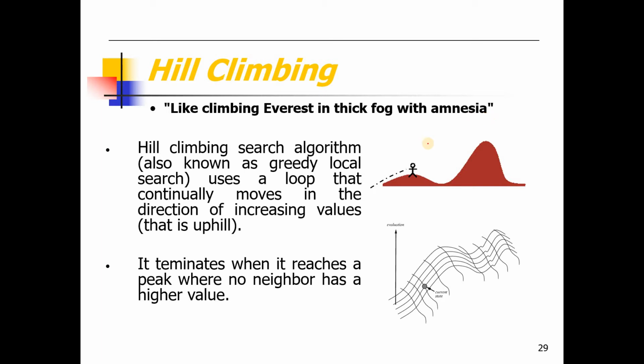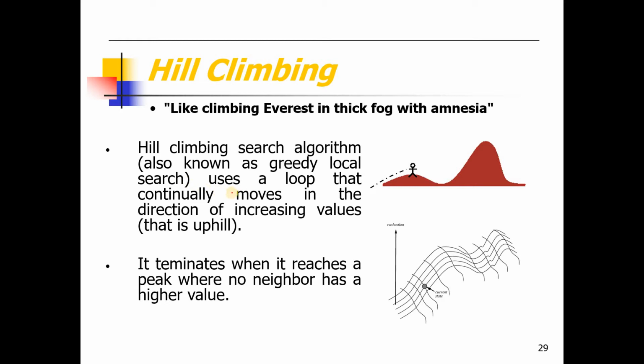There is so thick a fog that the person can't see what is next or what is around. He can't know whether he is going up or down. And amnesia also means that he doesn't know what he did in the past, whether he was coming from the top to the bottom, or from down to the up. The hill climbing search algorithm we also call a greedy algorithm for local searches. So it's greedy local search.